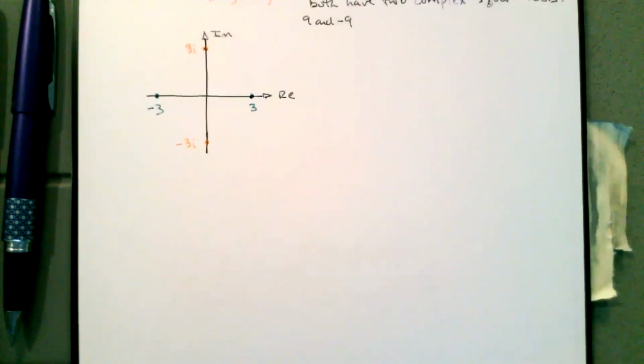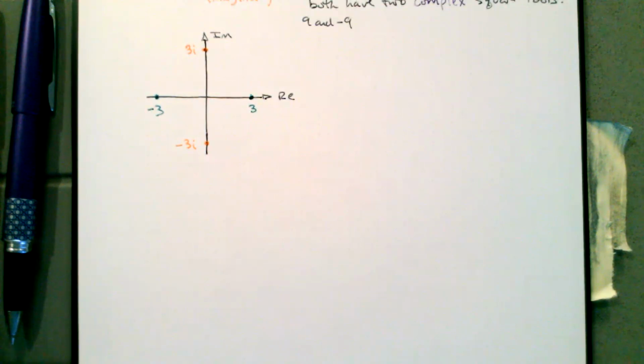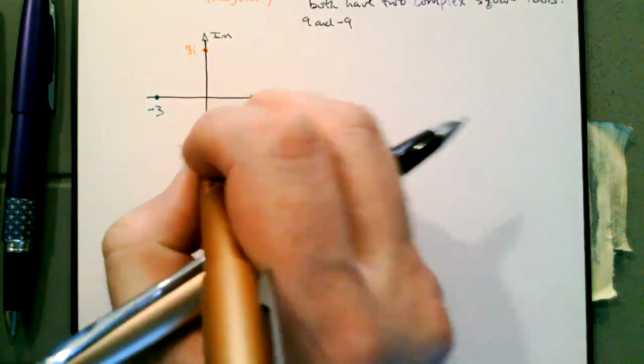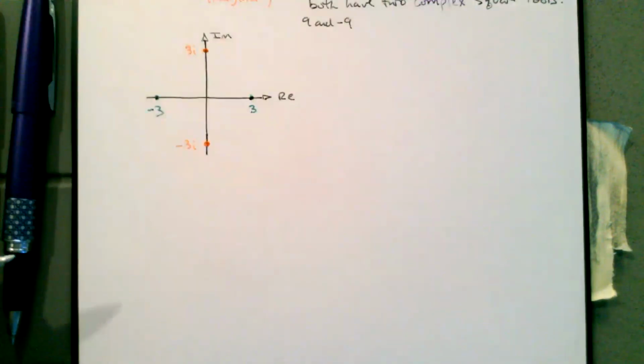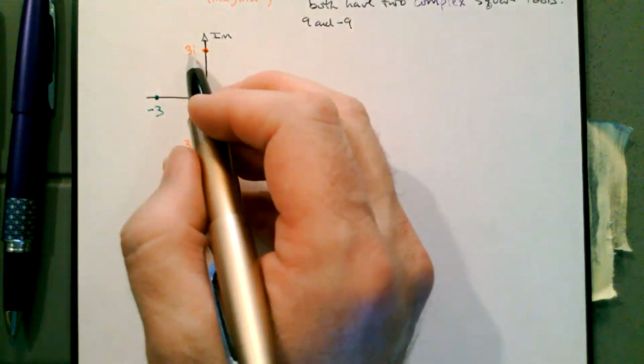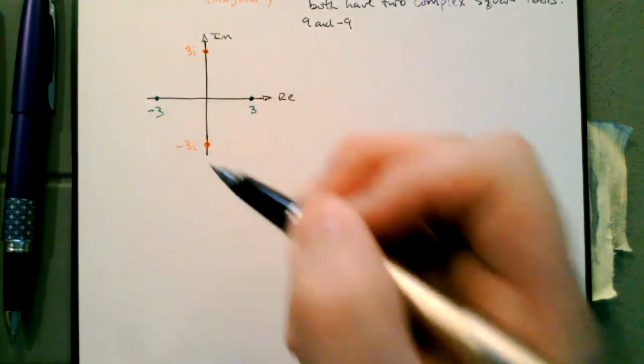So here's what we want to think about next. We know certain things, like cube roots, for one thing, respect negative numbers. I just want you to see the form of where these numbers are. There's 3 plus 0i, -3 plus 0i, 0 plus 3i, 0 minus 3i.